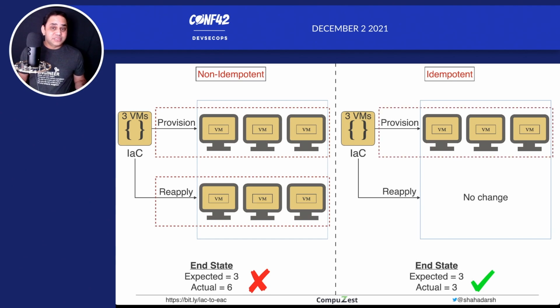On the idempotent side, though, if you reapply your change, it knows that you already have the 3 VMs, so it won't provision any new VMs if you reapply the changes. So you end up getting the 3 expected VMs. With EaC, you can achieve idempotency for the entire environment, as it tracks state for the entire environment and knows what the last operation was and its state. Pipelines don't do that for you.